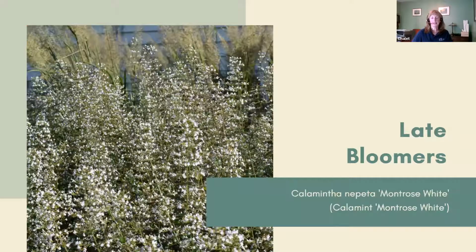Calamint. I love this plant. I'm gonna say that a lot, by the way. I love everything because I'm obviously picking my favorites to show you. But Calamint, Nepeta, Montrose White in particular, is a really nice perennial. So it dies all the way back in the wintertime.